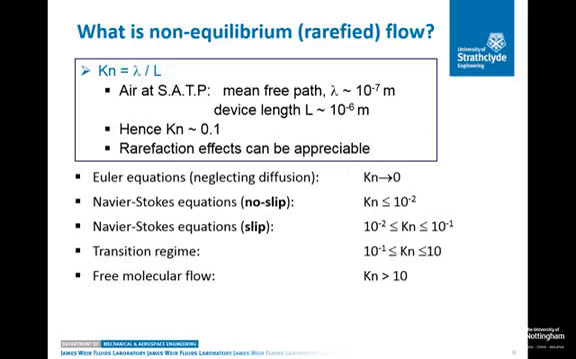But of course, once Knudsen number increases further, your error will be bigger as well. Then you get into the so-called transition regime. You cannot really apply Navier-Stokes, so everything has to be rebuilt. If you build your theory model on Navier-Stokes, you cannot use this anymore because you have rarefaction effect.